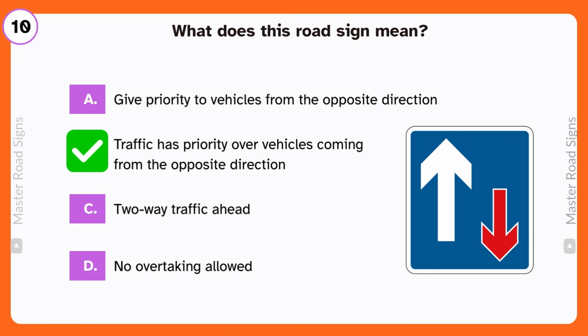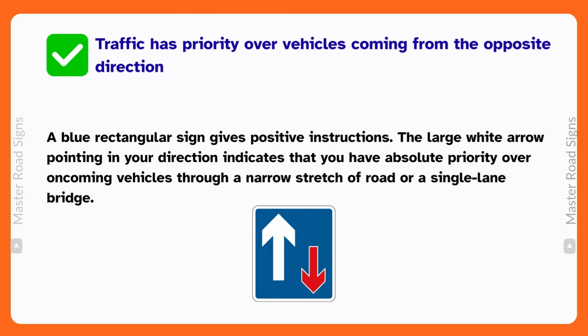Correct answer is option B. Traffic has priority over vehicles coming from the opposite direction. A blue rectangular sign gives positive instructions. The large white arrow pointing in your direction indicates that you have absolute priority over oncoming vehicles through a narrow stretch of road or a single-lane bridge.